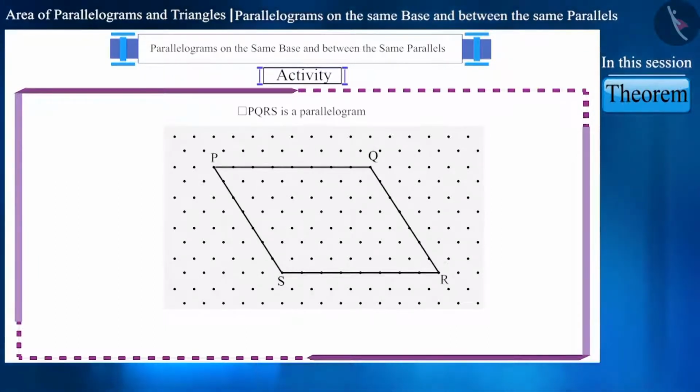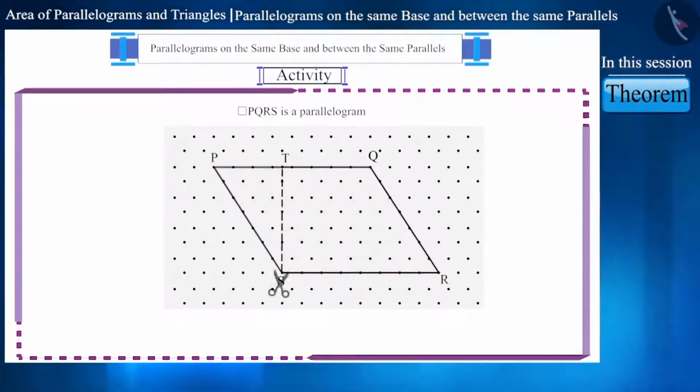Now, take a point T on the side PQ above S. Now, connect ST. Here, we will get a triangle PTS. We can see that triangle PTS and quadrilateral TQRS together form the parallelogram PQRS.